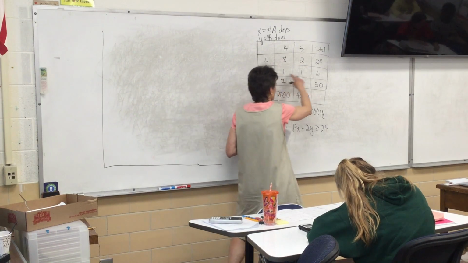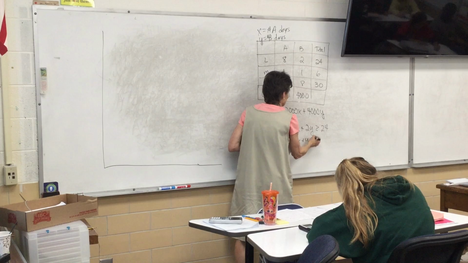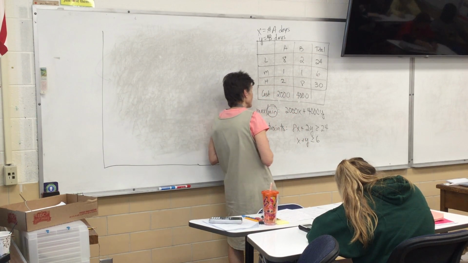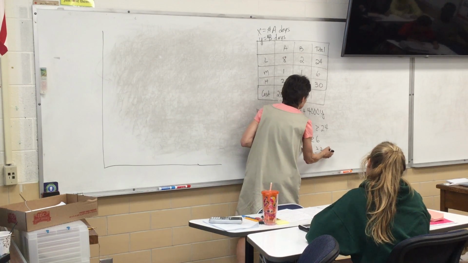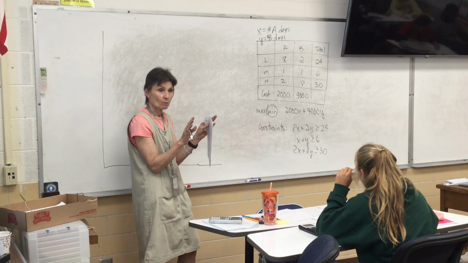And what about this row? What does this row say? x plus y is greater than or equal to 6. And finally, 2x plus 8y is greater than or equal to 30. Does everybody go along with that? Is everybody okay with those equations?